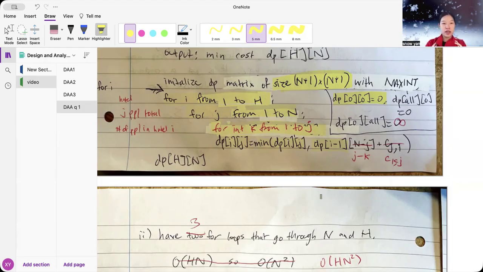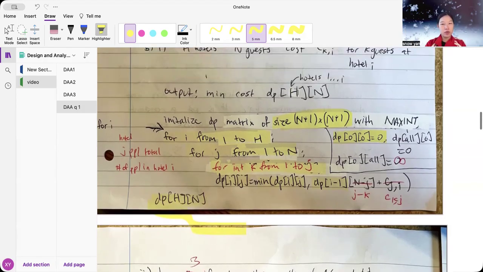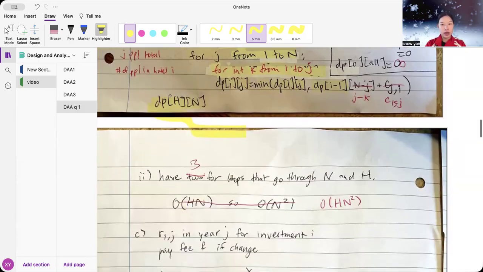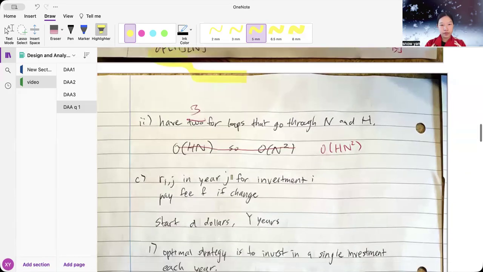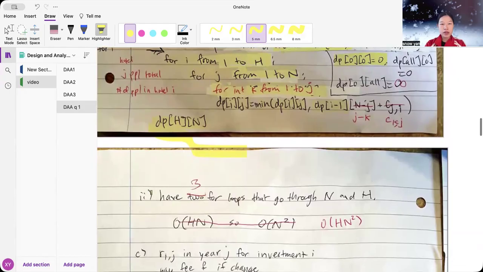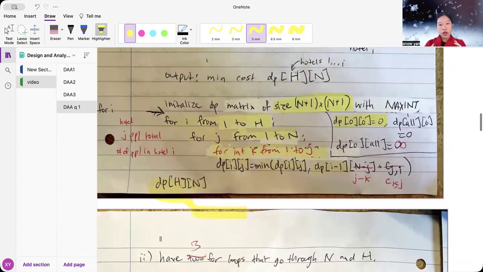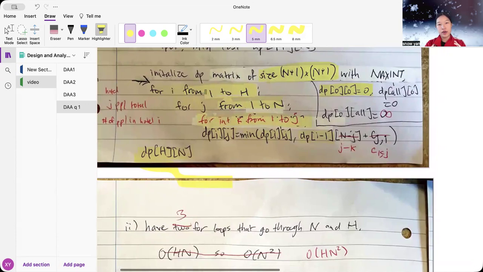And then obviously in the end, I would return DP[H][N], which basically means I'm finding the hotel with one up to H included and people, right? That's what it means. And because I got part one wrong from here, part two was wrong because I thought that I had to go from one to H, one to N, so it's HN.